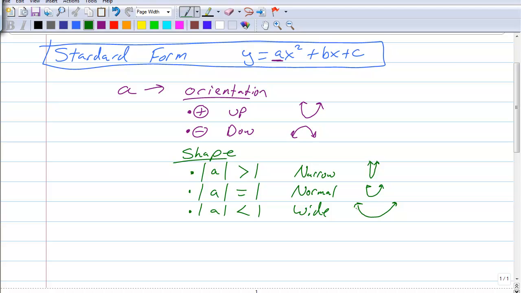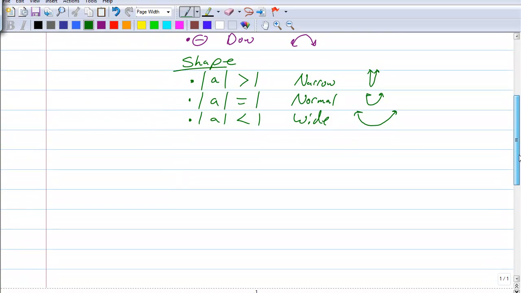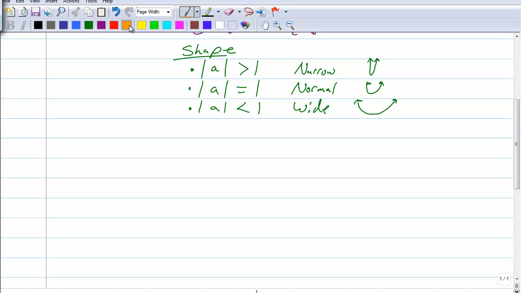Okay, so standard form tells us two things. It just tells us about a. It'll tell us which way it opens and the shape. Really, that's not a whole bunch that it can tell us about the parabola. We would have to graph it and actually look at it.